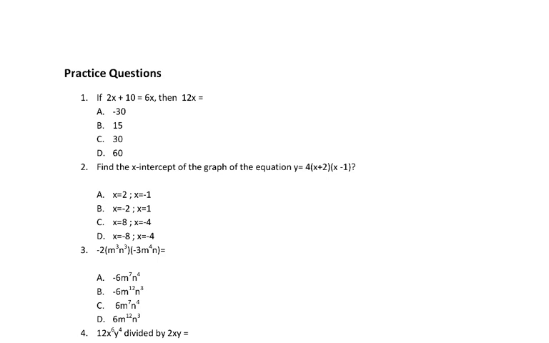For number 1, if 2x plus 10 equals 6x, then 12x equals what? First of all, we need to solve for x. Therefore, subtract 2x from both sides. You will get 10 equals 4x. Since you're looking for 12x, you just need to multiply by 3 on both sides. Therefore, you will get 30 equals 12x. Therefore, C is your answer.